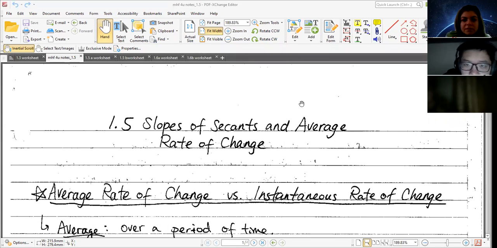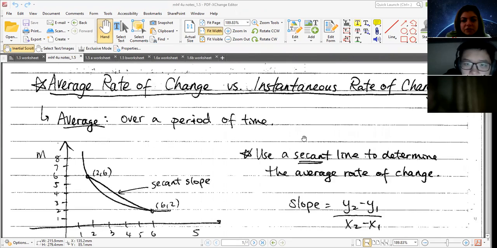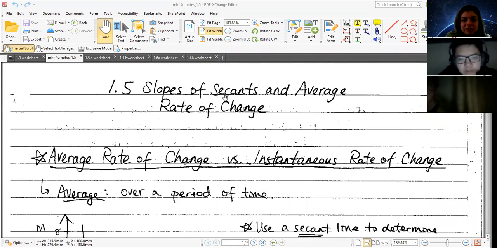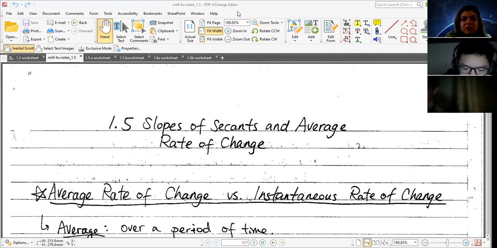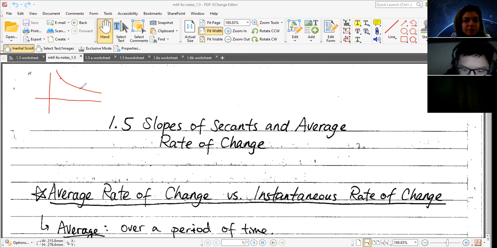So, slope of secant and average rate of change. When we're talking about average rate of change, it means a slope between 2 points. You had that before. If you have 2 points, let's say this is my graph, and I have 2 points on my graph. If I find the slope of the line passing through these 2 points, this gives me the average rate of change.